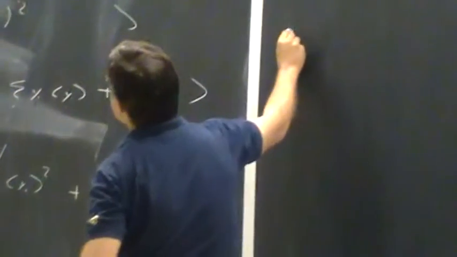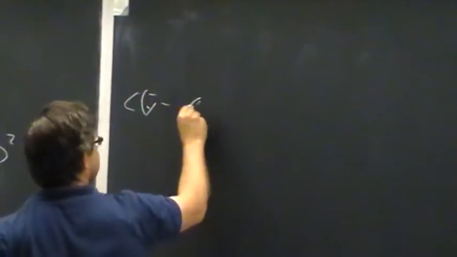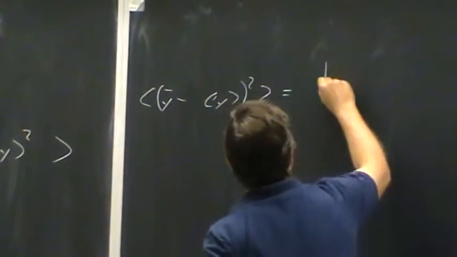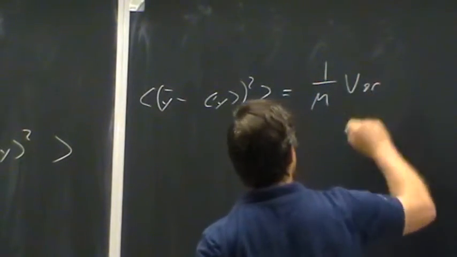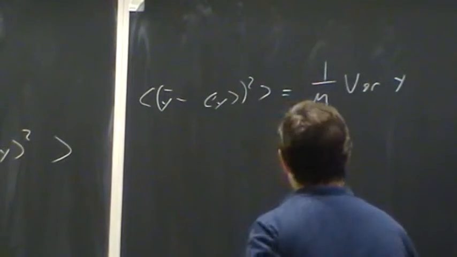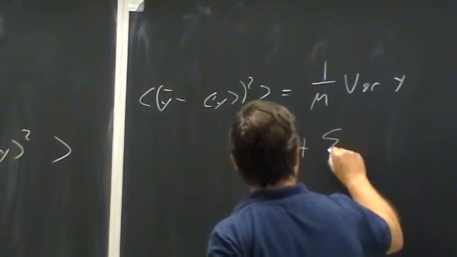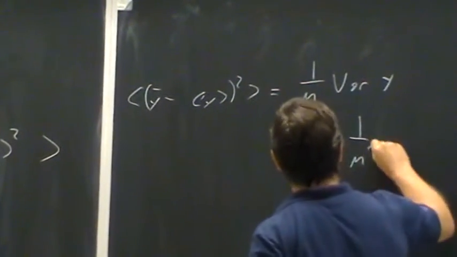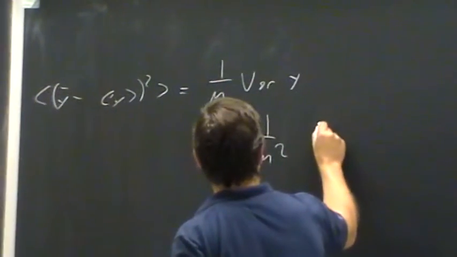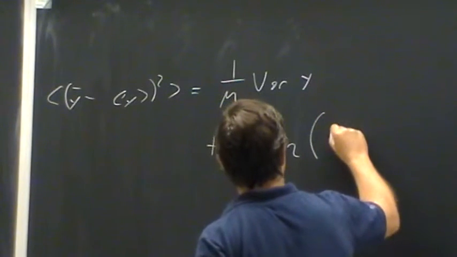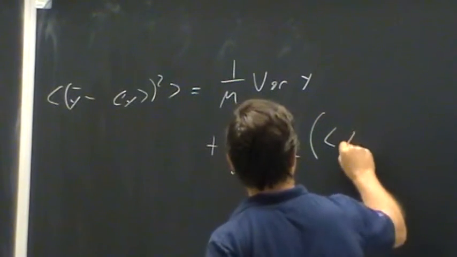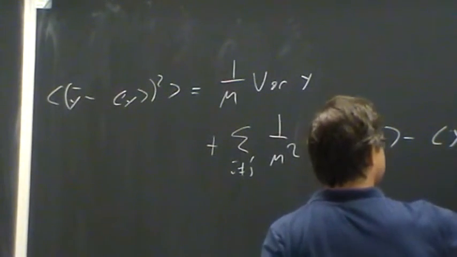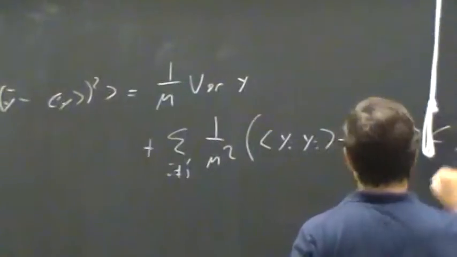So it's here that ȳ minus the expectation value of y squared is one term, which is 1 over m times the variance of y. And then I have the term plus the sum over i not equal to j, and I have the 1 over m squared, and I have the expectation value of y_i y_j minus the expectation value of y_i times the expectation value of y_j.